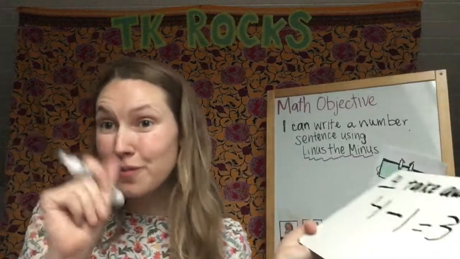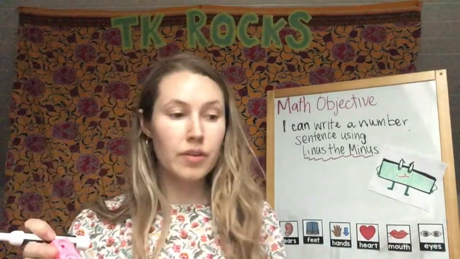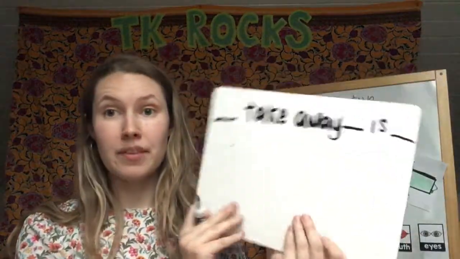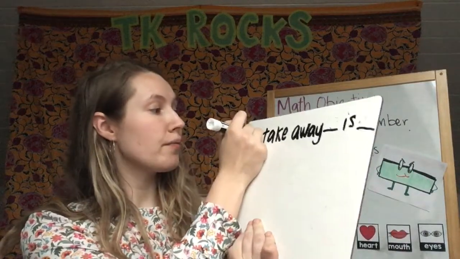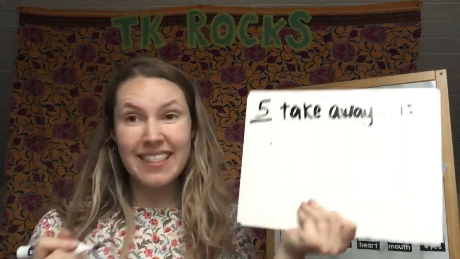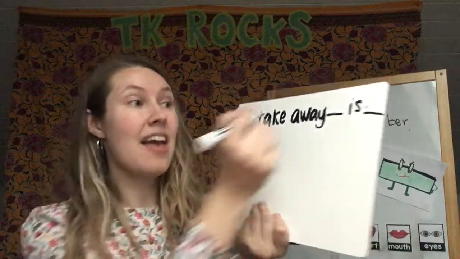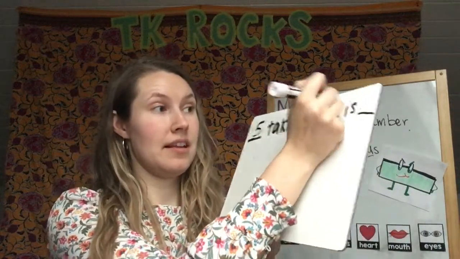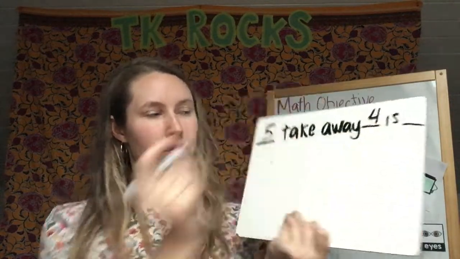Nice job. Let's do one more. So you're going to have 2 at home. Okay, for this one, we start with 5. And then Linus the Minus takes away 4. And what does that equal?